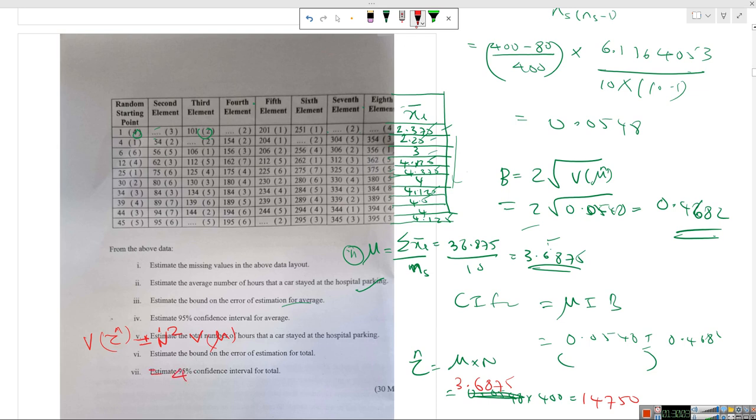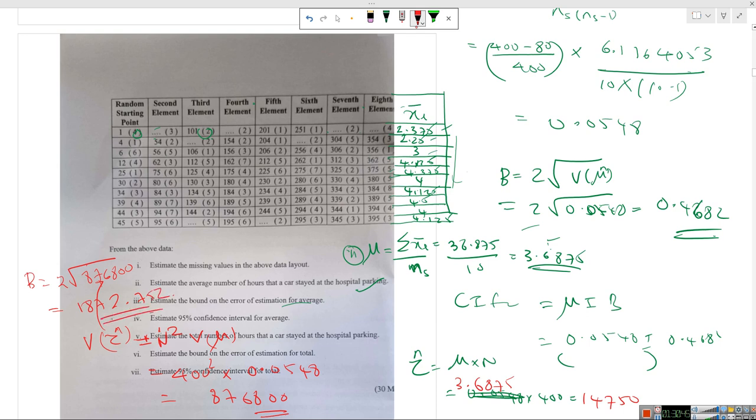So N squared is 400 squared, into the variance of mu that we have already calculated as 0.0548, and if you simplify this you will get 876,800. This is the answer that they have asked. So estimate the bound on the error of estimation of total. The bound on the error is equal to 2 into the square root of this, and the answer is 1872.752. So this is the answer.